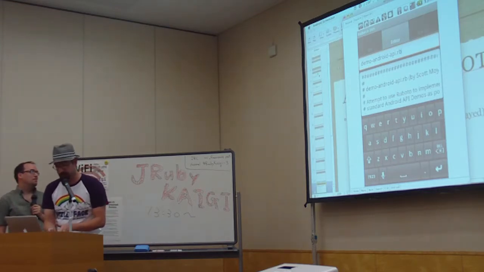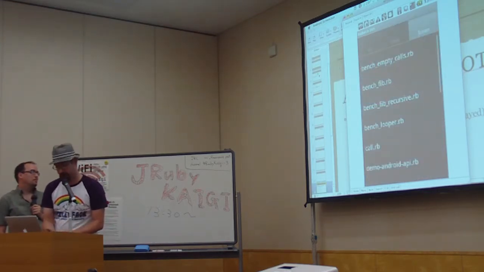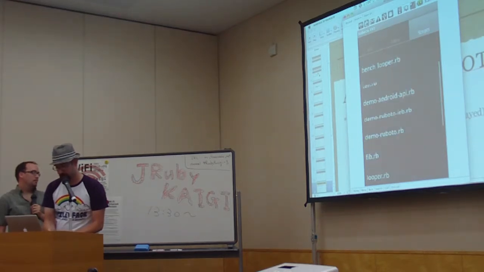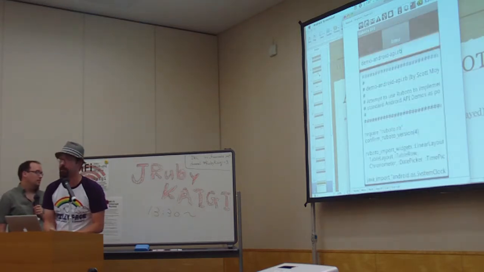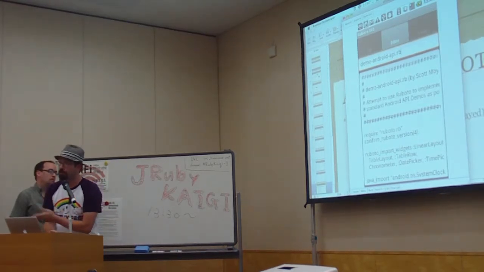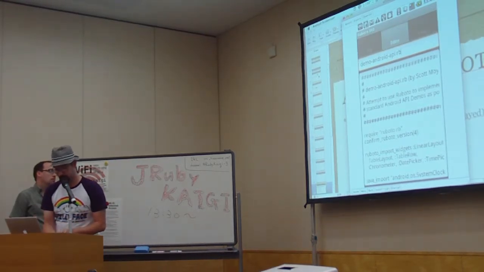So you can save off scripts and use this script manager. And I obviously have some benchmarks and other things here. But I'll show you one Android API demo. This is the same as the Android demo in Java, but implemented all in Ruby using JRuby. So let's run that.